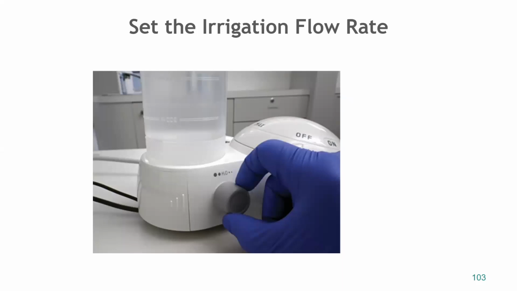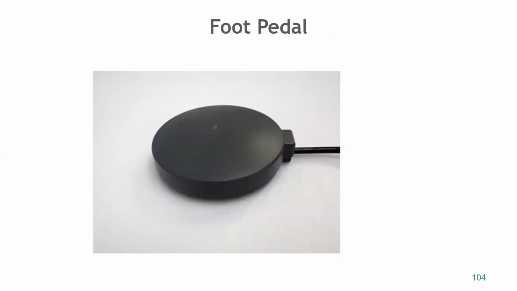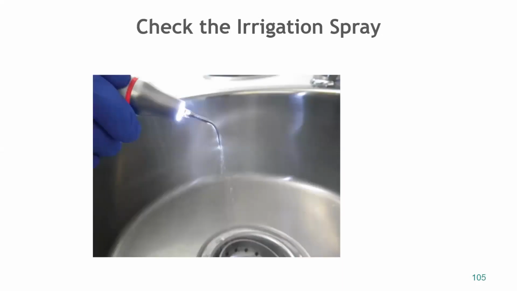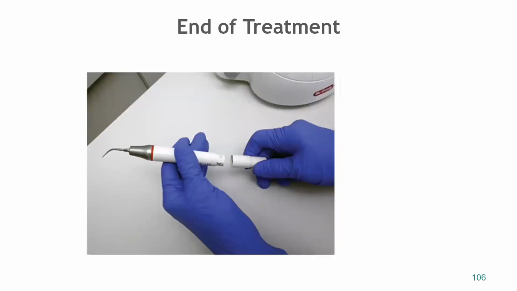And then we want to set our irrigation flow rate depending on which tip we chose. Get our foot pedal ready. And then we're going to always check the irrigation spray, like in our sink, before we start, okay?